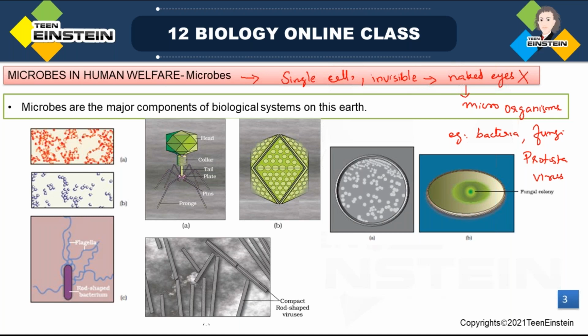You know that these microbes are a major part of the biological system. You have learned in class 11 about diversity, how diverse these organisms are, the different kingdoms. Kingdom Plantae and kingdom Animalia have very big structures that we can see with our naked eyes, right? But what about these microorganisms? They are not visible.